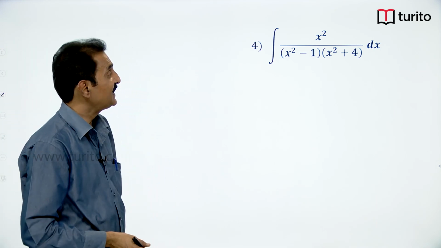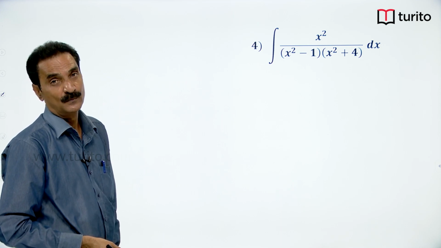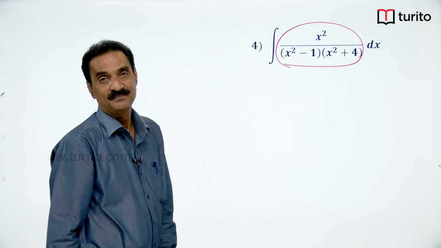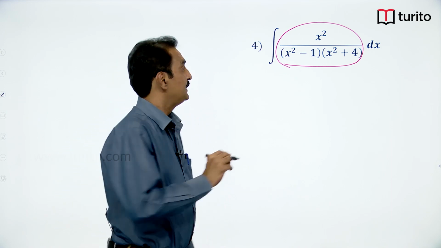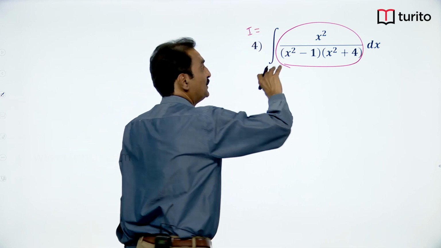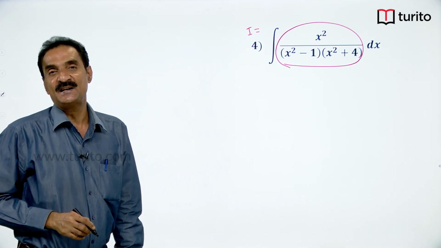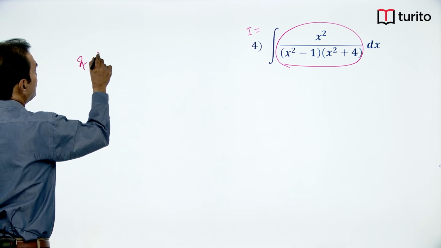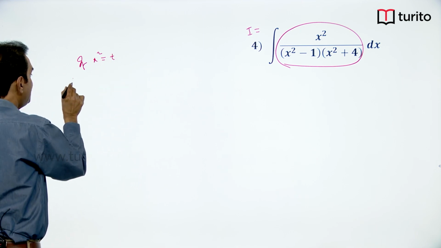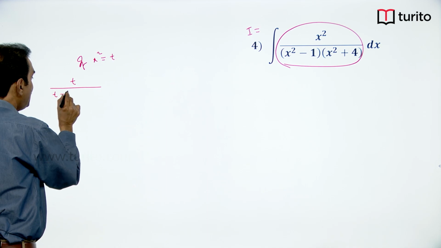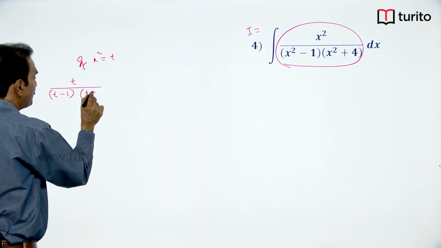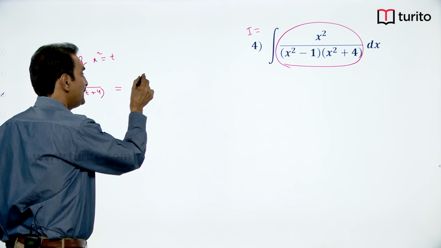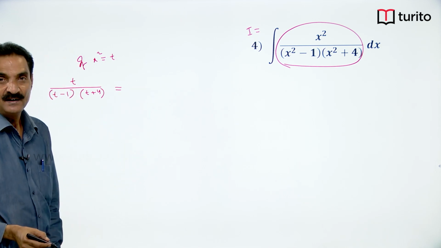Integral x square upon x square minus 1 into x square plus 4. This whole integrand is in terms of x square. Okay. So, denote the integral by I. Only for the sake of partial fractions, assume that x square is some t. If x square is t, the integrand is t by t minus 1 into t plus 4. We know how to find partial fractions. It will be a by t minus 1 plus b by t plus 4.